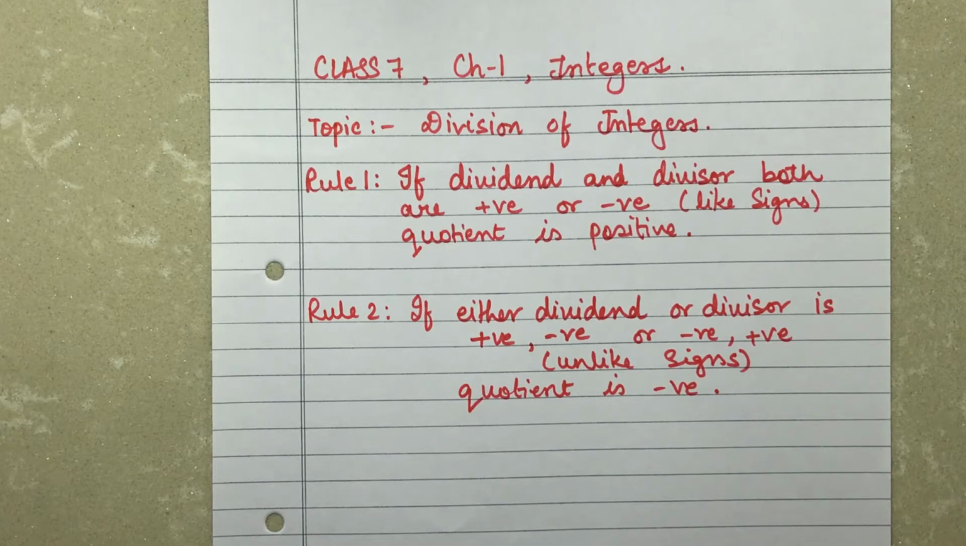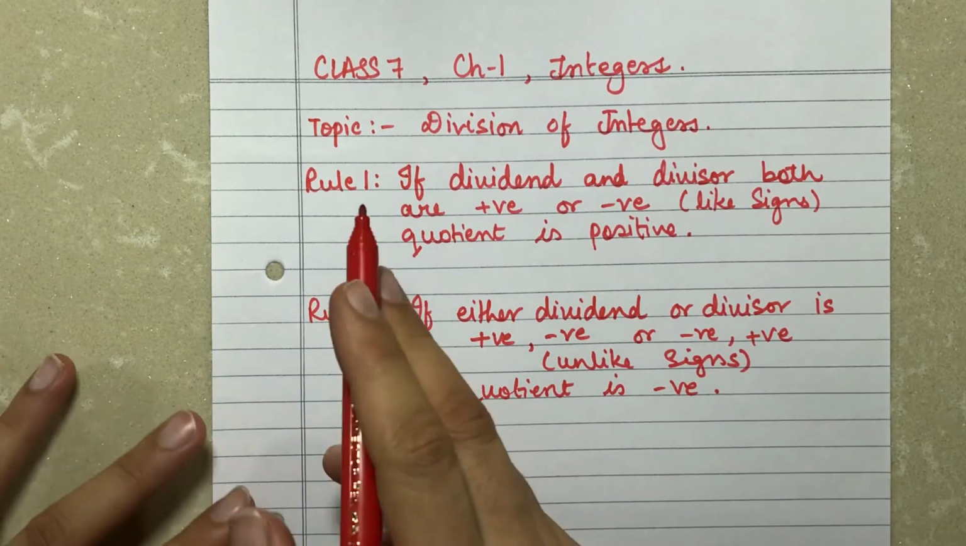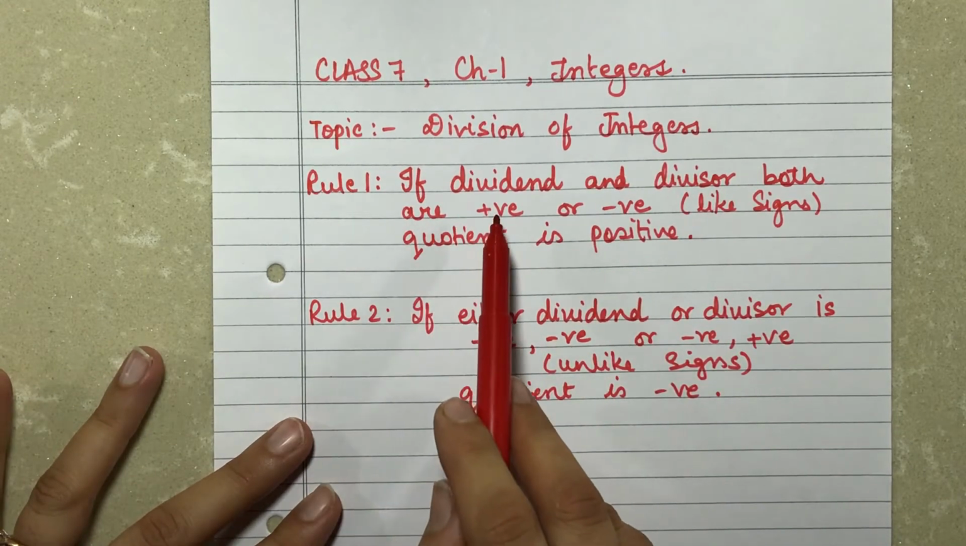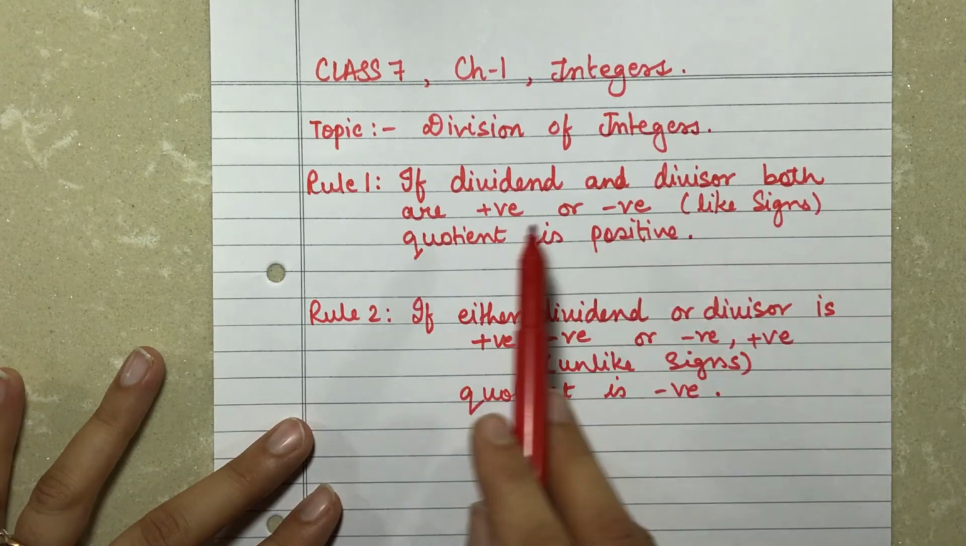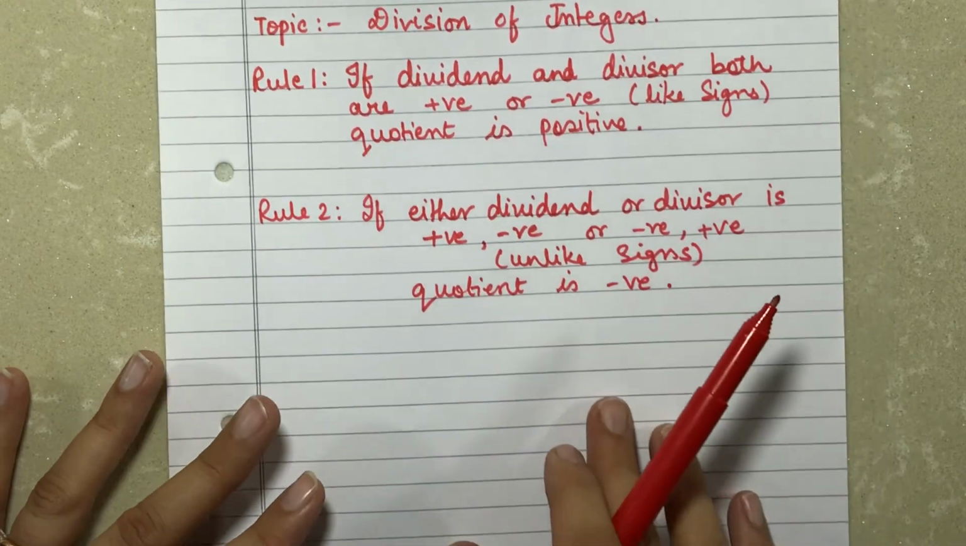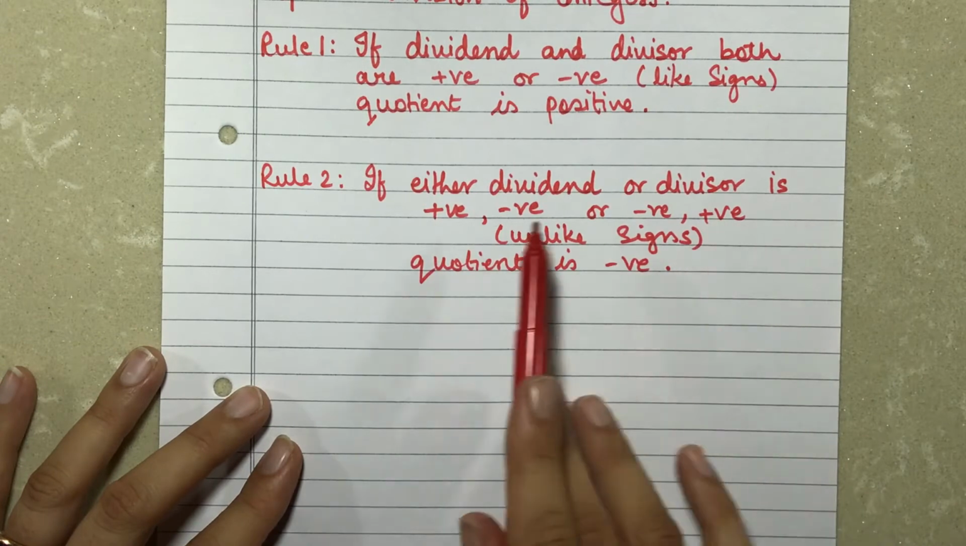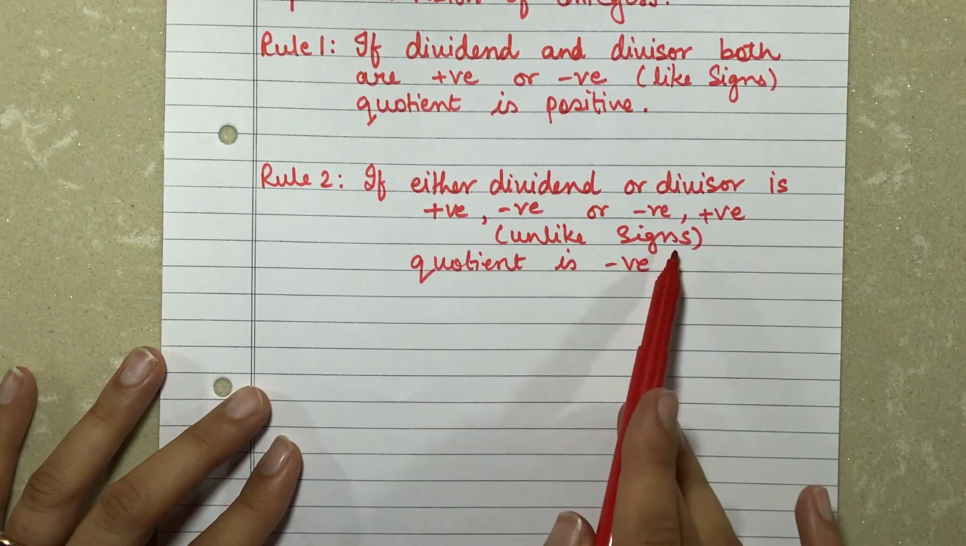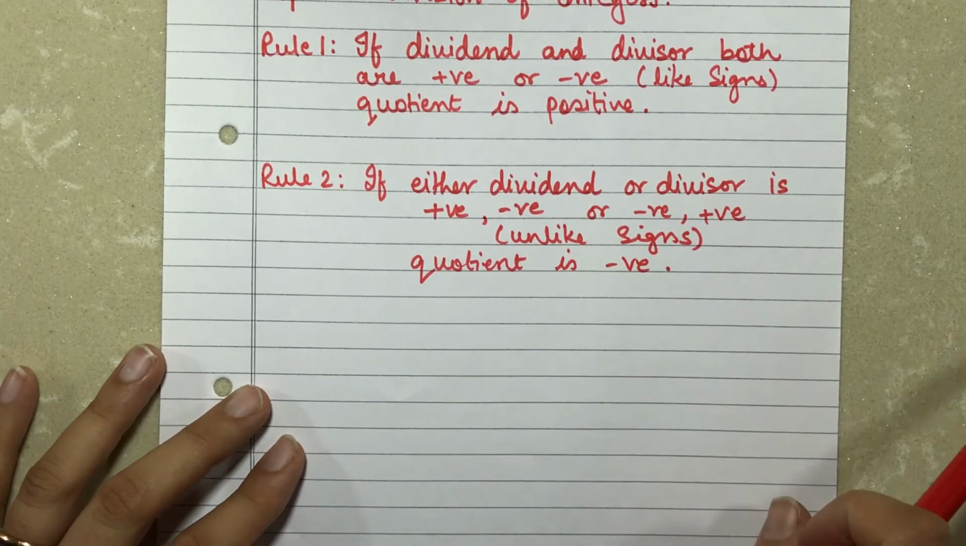First rule is, if dividend and divisor both are positives or negatives, that is, if both the numbers are like signs, then the answer is going to be positive. And if there is unlike sign, that is either positive or negative, which is rule number 2, then the answer is going to be negative. Let's look at the rules. If dividend and divisor both are positive or negatives, like signs, the answer is going to be positive. If either dividend or divisor is positive or negative, unlike signs, the answer is going to be negative.